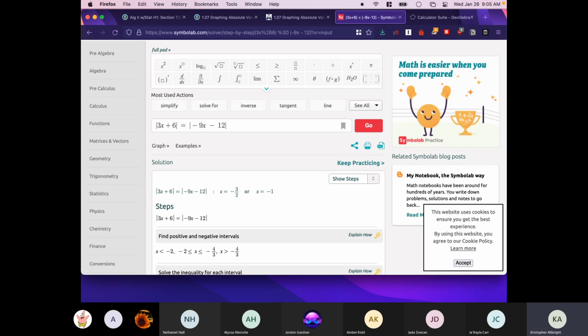Can we use the other website, the one you're using? That's fine. Symbolab. You may not be able to get the graph off of Symbolab. You may need to get the graph off of Desmos or GeoGebra, and then the answer off of Symbolab. Okay, so moving on.